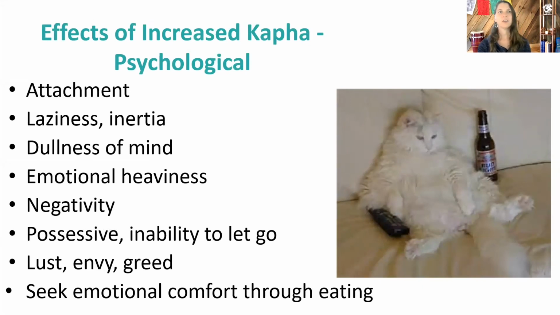So when kapha is out of balance from a psychological perspective, again, they're going to move to attachment, laziness, inertia, mental dullness. They're going to feel heavy emotionally as well as negative. They're going to be more possessive, and they're not going to have the ability to let go. They're going to move towards lust, envy, and greed. And typically they'll seek emotional comfort through eating.